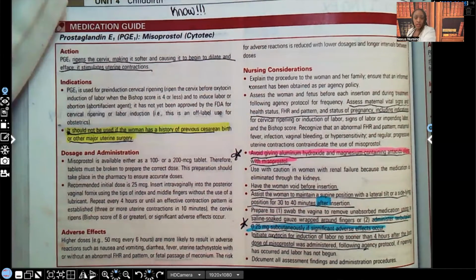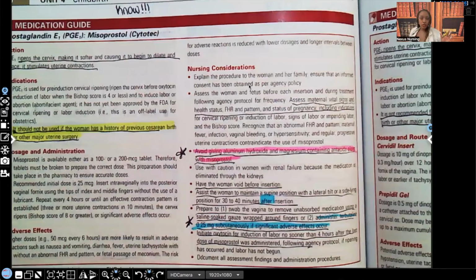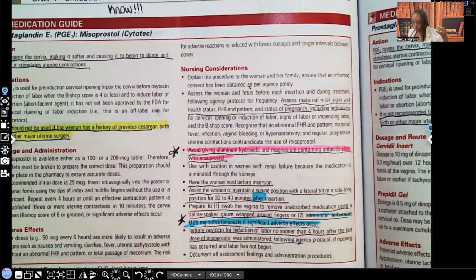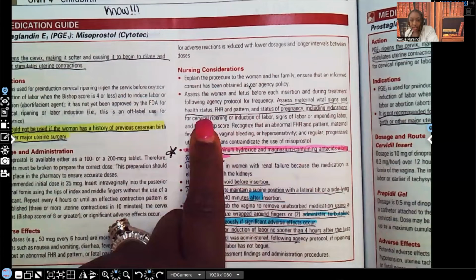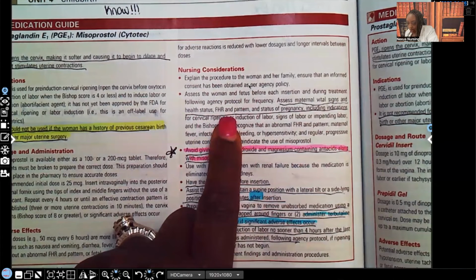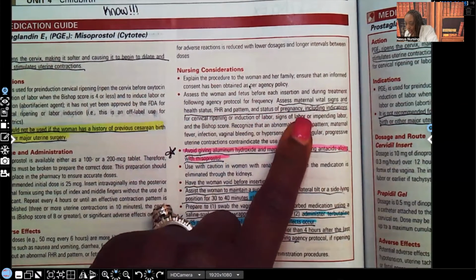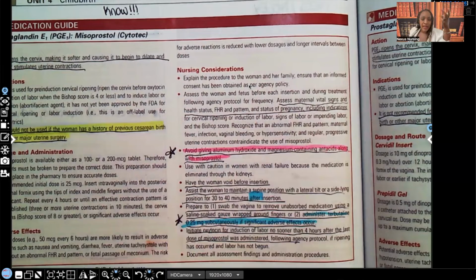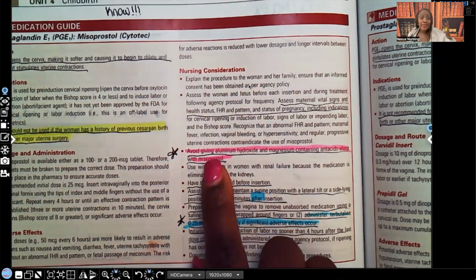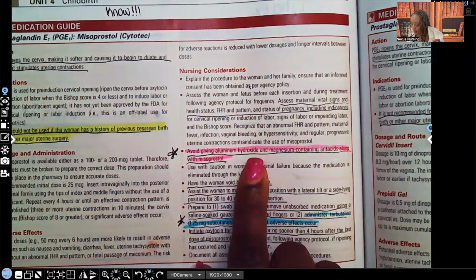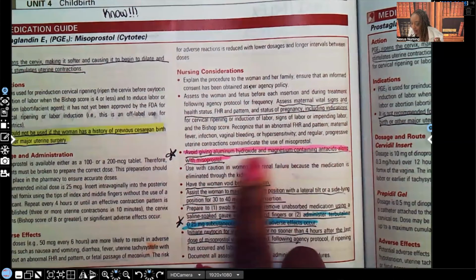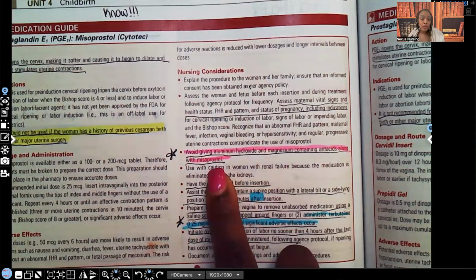Important nursing considerations. Again, guys, I don't write your test. Make sure you know all of this. I'm just going to go over the most important ones, okay? You want to assess maternal vital signs and health status, fetal heart rate and pattern, and status of pregnancy, including the indications for ripening that cervix or inducing that labor, okay? Avoid giving aluminum hydroxide and magnesium containing antacids along with misoprostol. You better know this. Don't say I didn't warn you.